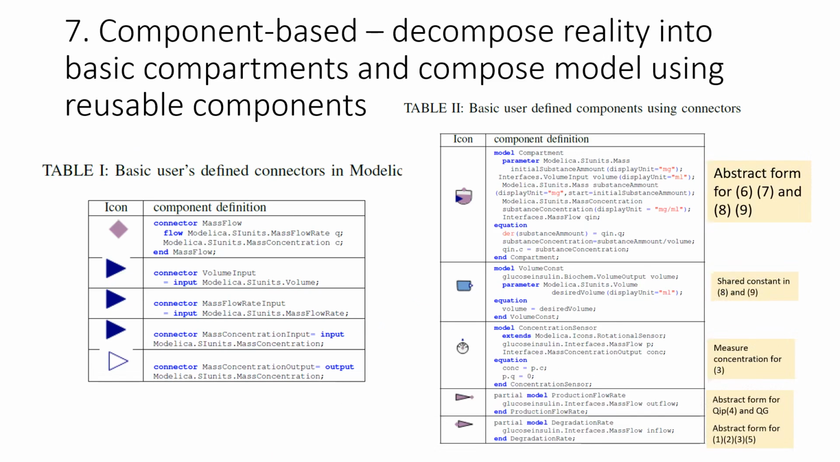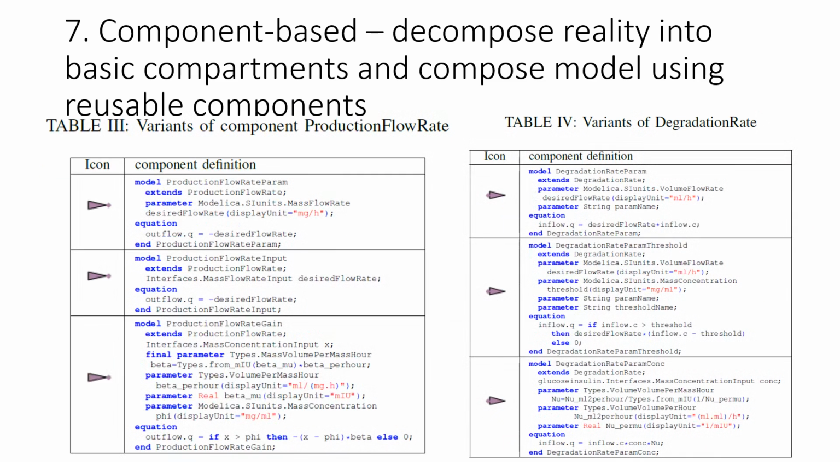First, I need to define components before I make a component-based model. Table 1 shows the definition of connectors. Table 2 shows the definition of basic components. Previously defined components of production flow rate and degradation rate were abstract. Here are concrete implementations. It differs whether the production flow rate is triggered by a constant parameter, or by some input which comes from outside, or by some more complex computation.